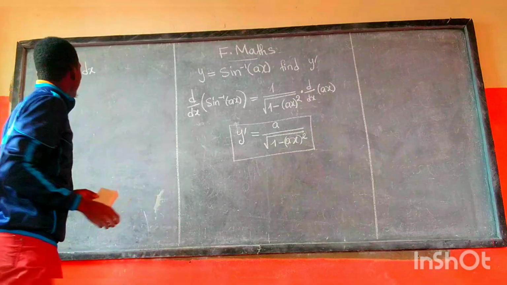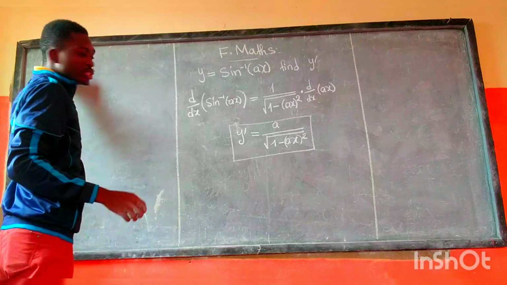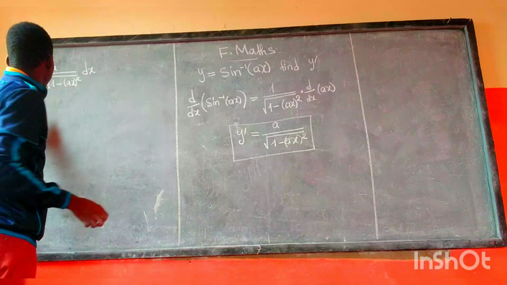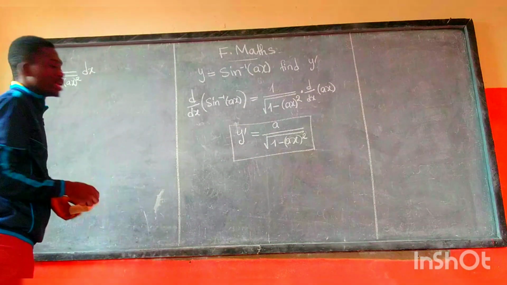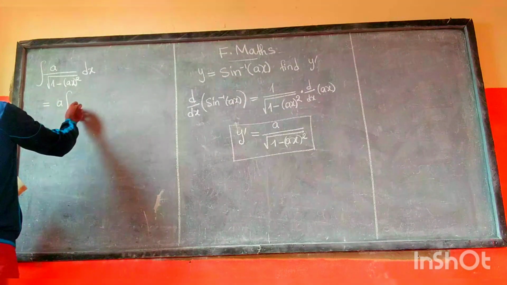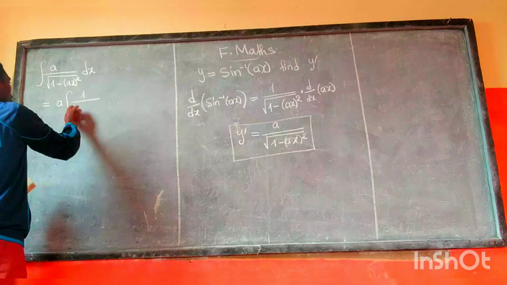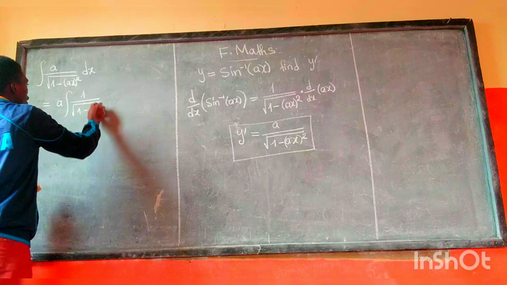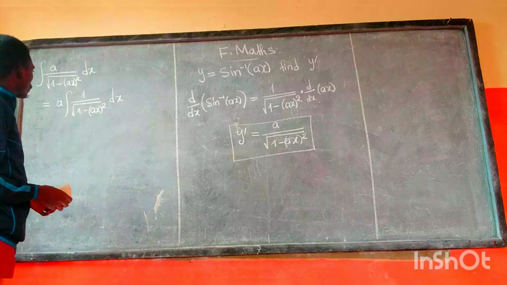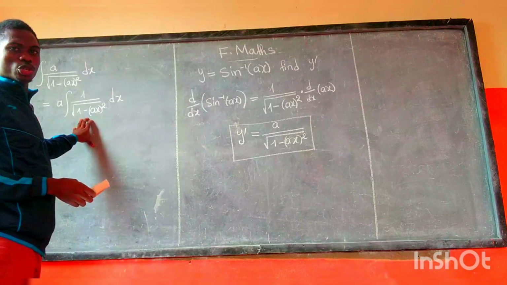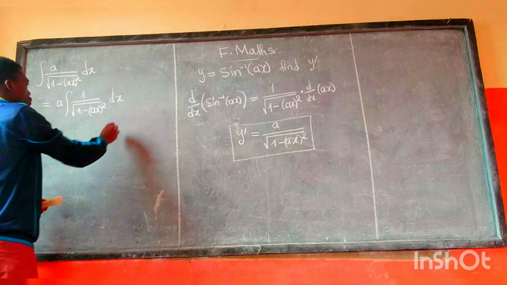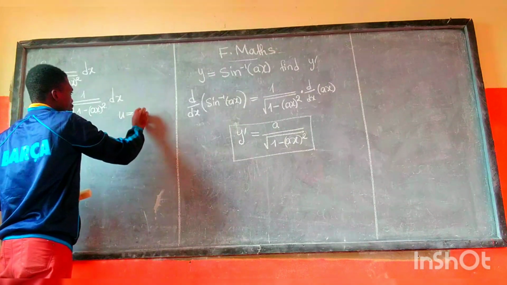To start with, in this integration, I'm going to send the constant a out of the integration, in front of the integration sign. So I'll have it as a times the integral of 1 over the square root of 1 minus ax all squared, then dx. At this point, I'm going to use substitution to complete the solution. I'm going to use the substitution u equal to ax.